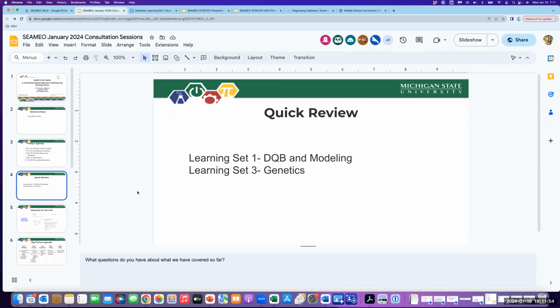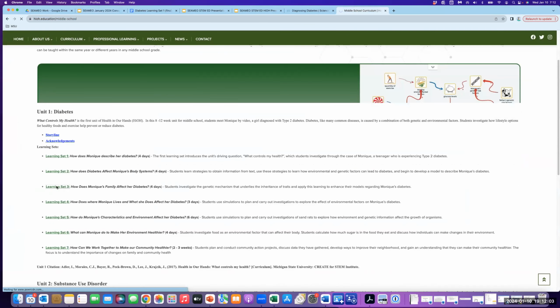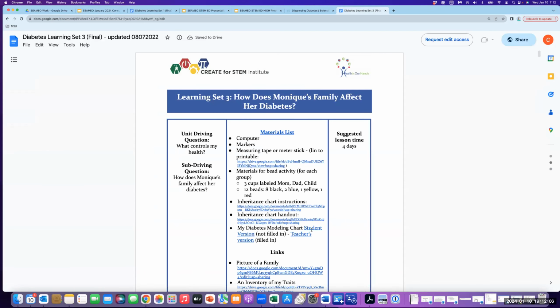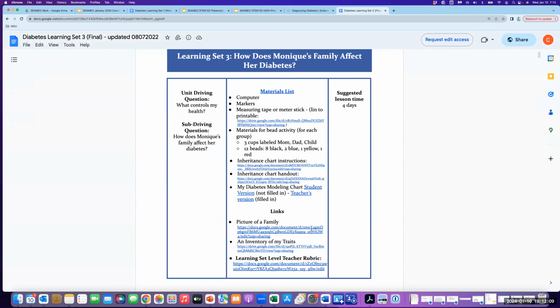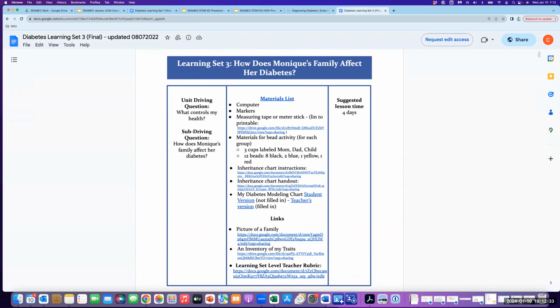So, okay, next for learning set 3. On our second day, we focused on genetics. We focused on creating a pedigree, on supporting students on how to create a pedigree and how to analyze data from a pedigree. And then we wanted students to be able to link those ideas of building a pedigree to why Monique might be the only person in her family who has diabetes. And so the sub-driving question for that learning set is, how does Monique's family affect her diabetes?